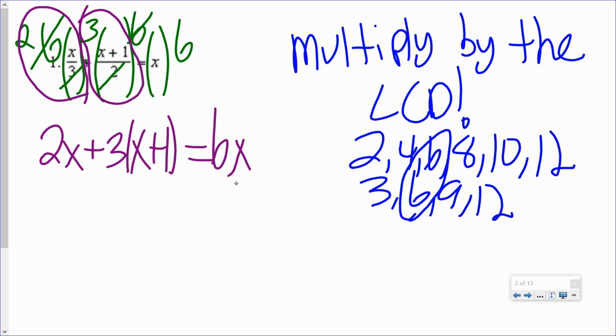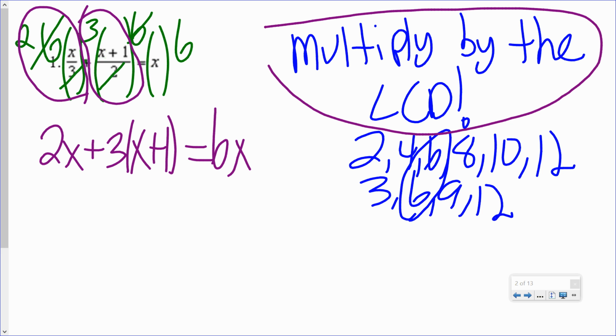Fractions are gone. Again, to get rid of fractions, I'm multiplying by the LCD. The LCD is the smallest number that all the denominators go into. I'm multiplying by it to get my denominators to cancel. So I cross out my denominators with my 6. Whatever's left, I write up top, and my denominators are gone. So now it's a regular linear equation.